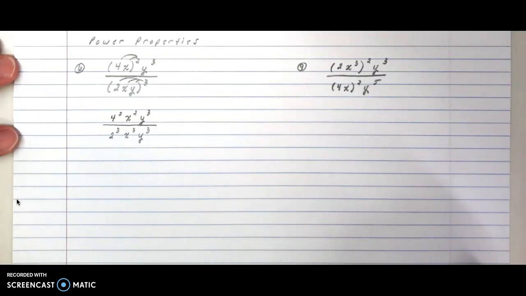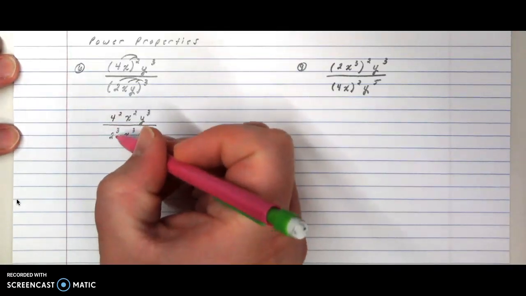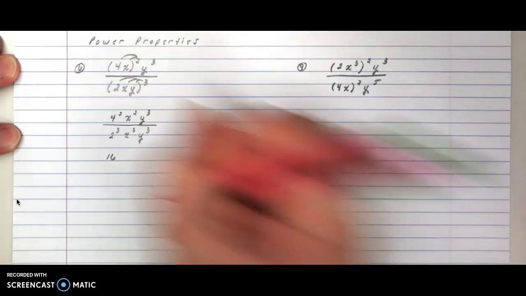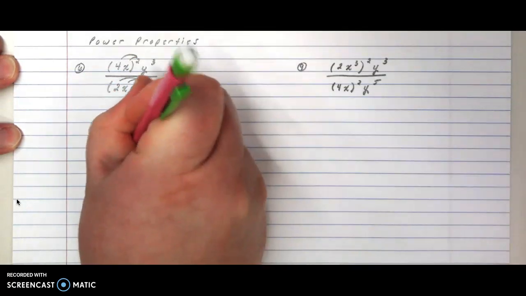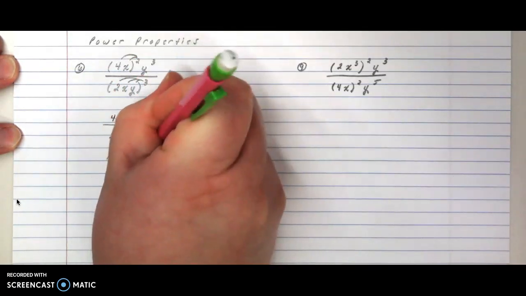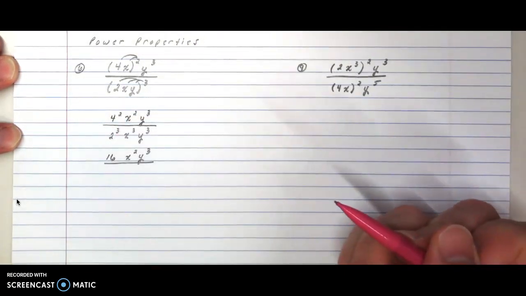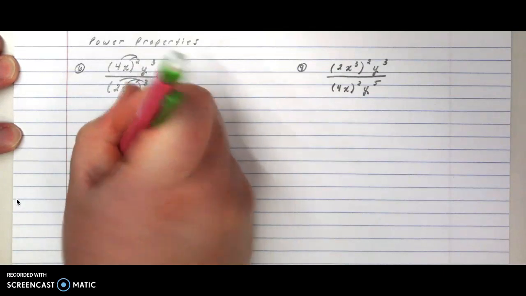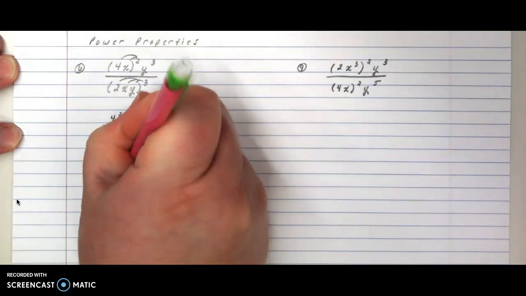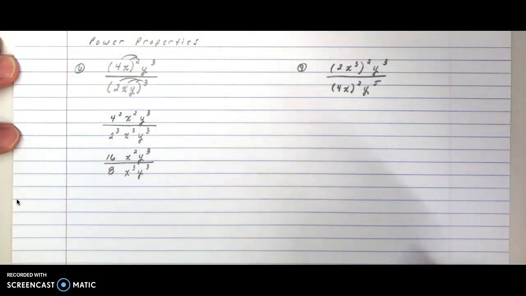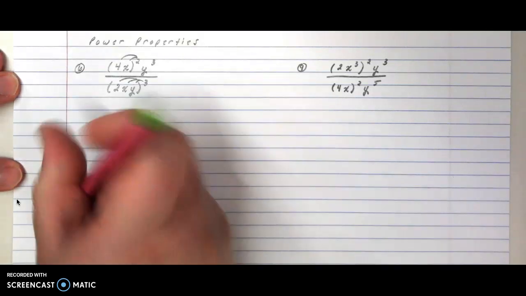So if we look at the numbers, we have 4 squared and 2 cubed. 4 squared is really 16, and we have x squared, y cubed. And 2 cubed, that's 2 times 2 times 2, that's 8. And then we have x to the third, y to the third. Now, one of the strategies that you can use is to break this up and treat it like 3 separate problems. So we're going to do that first.